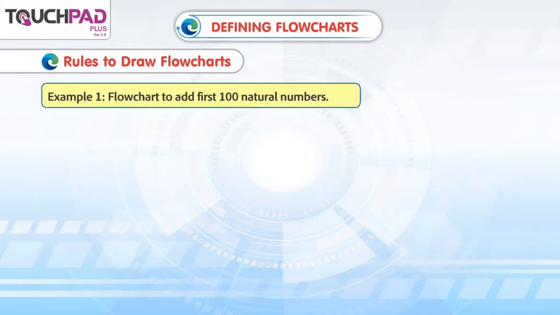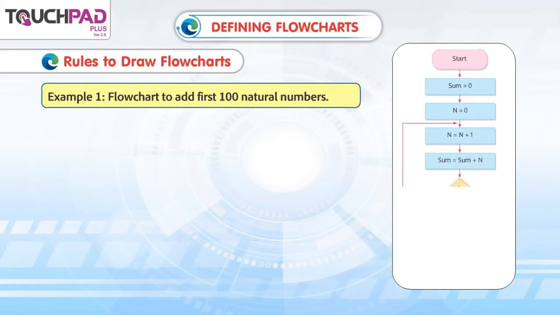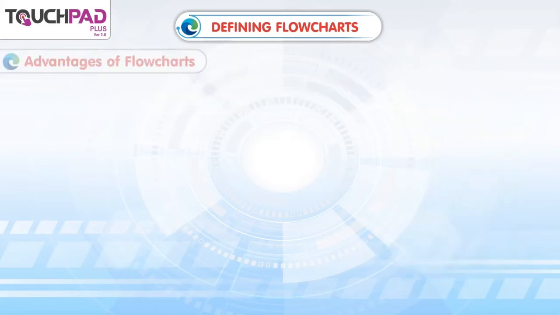Example 1. Flowchart to add first 100 natural numbers. Start. Sum is equal to 0, n is equal to 0, n is equal to n plus 1, sum is equal to sum plus n. Is n greater than or equal to 100? If no, then go back to step n is equal to n plus 1. Is n greater than or equal to 100? If yes, then print sum and stop.